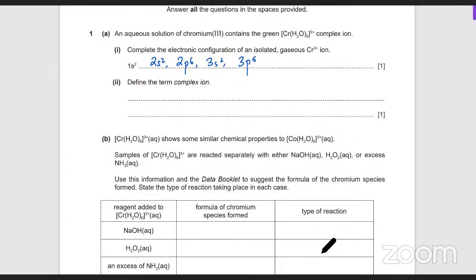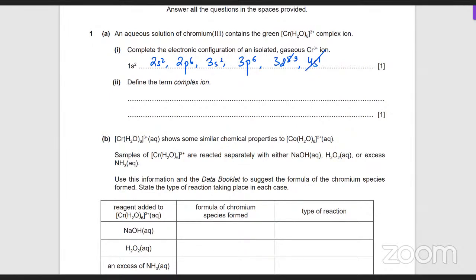फिर chromium was that special case, 4s1 or 3d5 होता था. And since it's 3 plus, that means this electron and 2 electrons from here are gone.